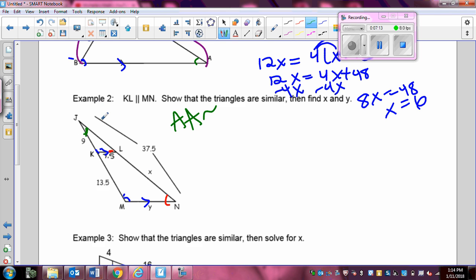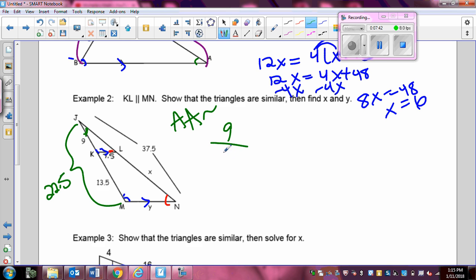So let's look at these ratios. We have this small triangle and then the big triangle. Okay, let's look at the ratio. So I need the whole thing first. 9 plus 13.5. Don't forget to add them up. 9 plus 13.5 is 22.5. And this is what we're going to do. We're going to say that's going to be my ratio, small triangle over big one.